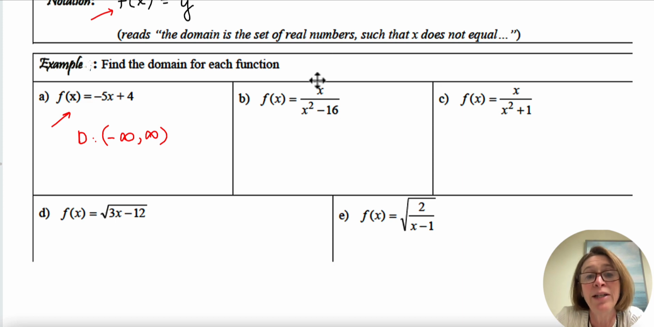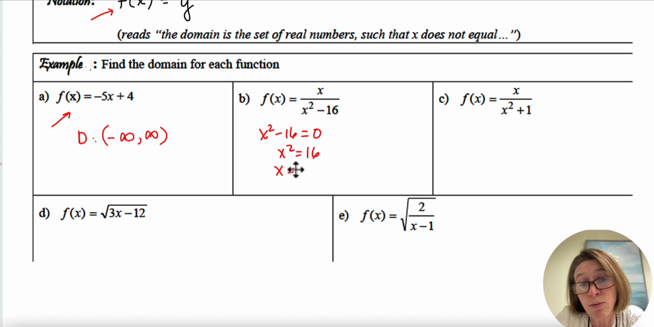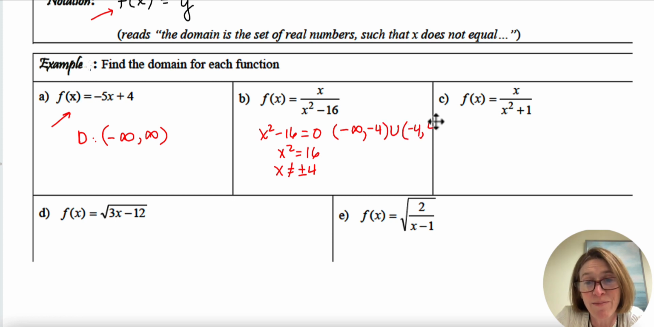Here, unfortunately, we've got a denominator with a variable in it. So if we want to find the values that x cannot be, we set that value equal to 0, right? And we get x squared equals 16. So x equals plus or minus 4, which means that x cannot be 4 and x cannot be negative 4. So we write that as negative infinity to negative 4, parentheses, union, negative 4 to 4, union 4 to infinity.